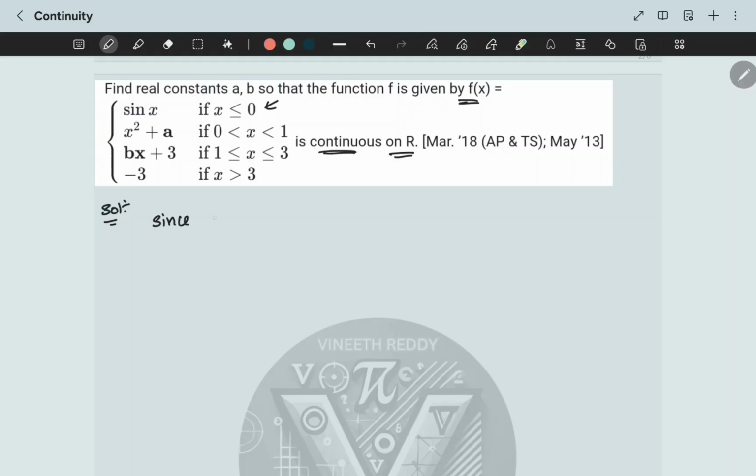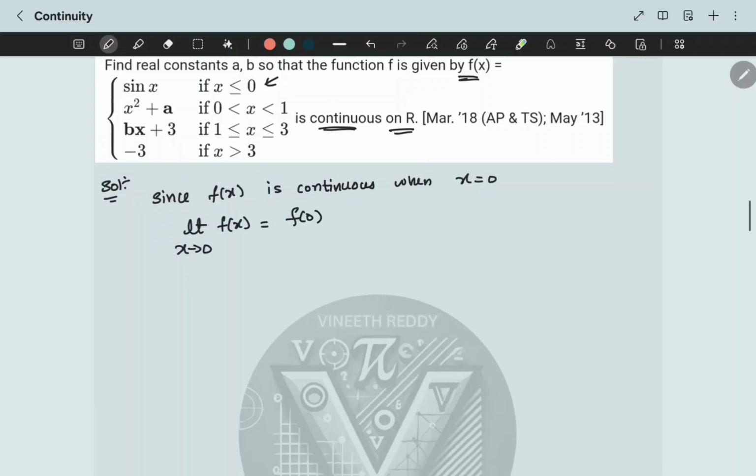So let us write, since f of x is continuous when x equals 0, we can say limit x approaches 0 f of x should be equal to f of 0, right? Correct? So I hope that is clear. Now here when we say limit x approaches 0, since we have multiple definitions around 0, that means if x is less than 0 we have one definition, and if x is greater than 0 we have one more definition. We can write limit x approaches 0 minus f of x.